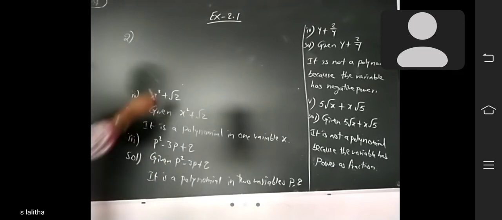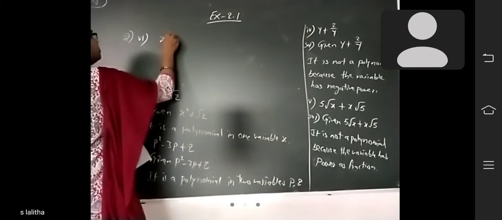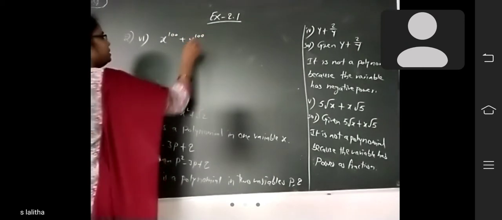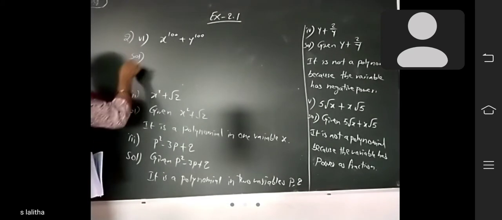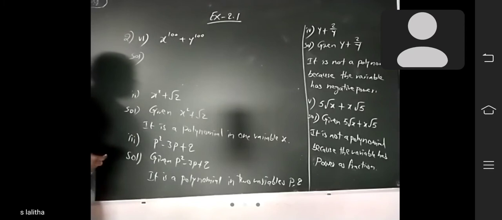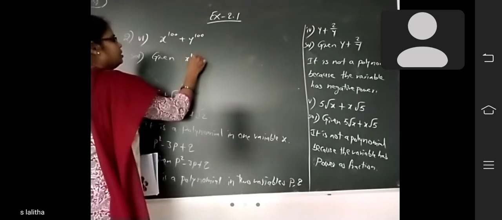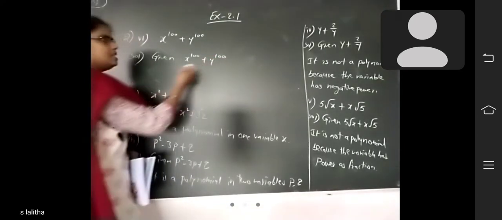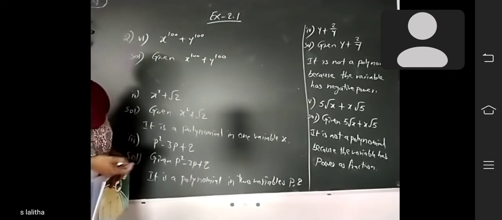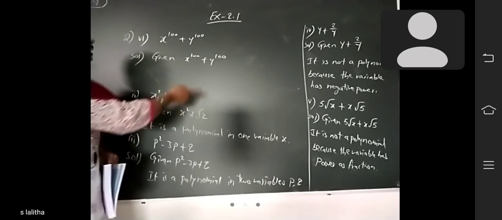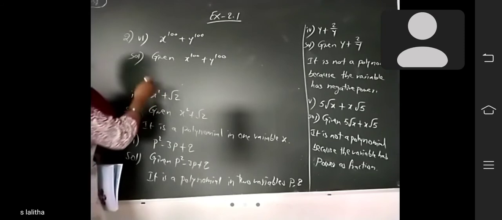Next one, sixth one. x power 100 plus y power 100. Is it a polynomial, children? Why is it not a polynomial? Yes, it is a polynomial. Why? Because here the variables have positive powers only. It is a polynomial, but it has two variables, not one variable.